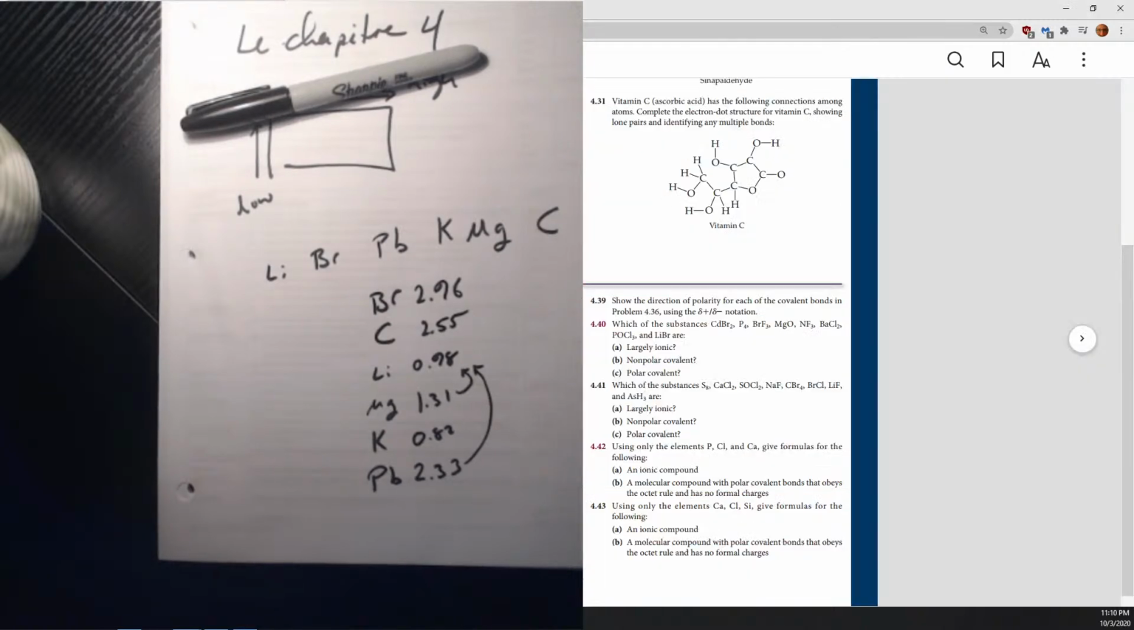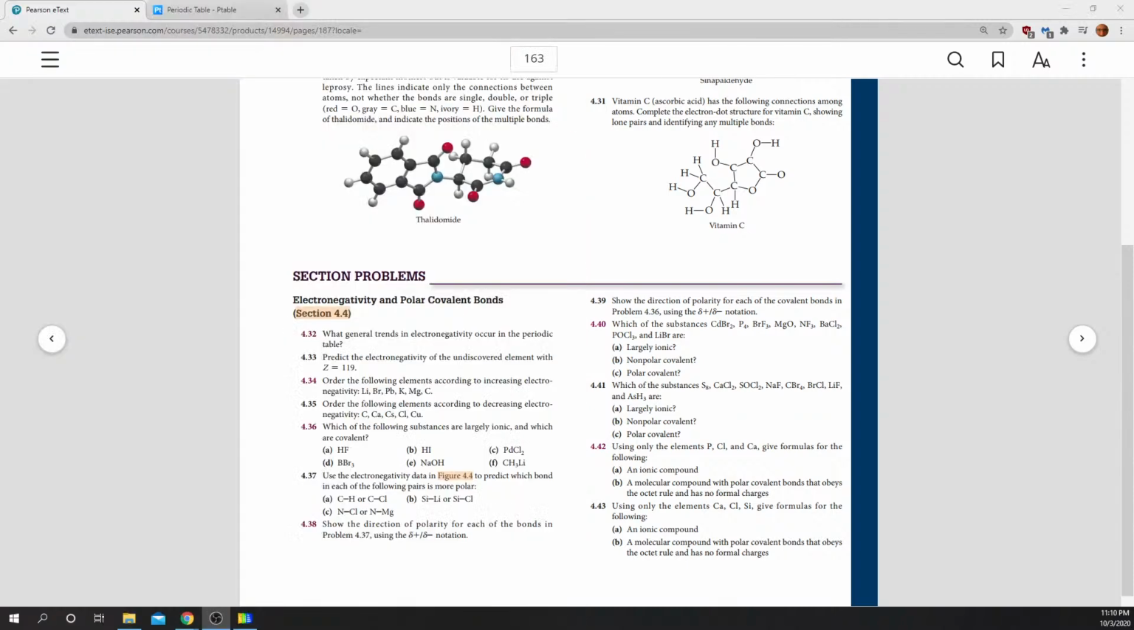Okay, so next up is 36. Which of the following substances are largely ionic and which are covalent? Hydrogen fluoride is covalent. Hydrogen iodide is covalent. Palladium chloride is going to be ionic. The way I'm judging this is two nonmetals is going to be covalent, and a metal and a nonmetal is going to be ionic. So palladium chloride is ionic. Boron tribromide is covalent. Sodium hydroxide is ionic.